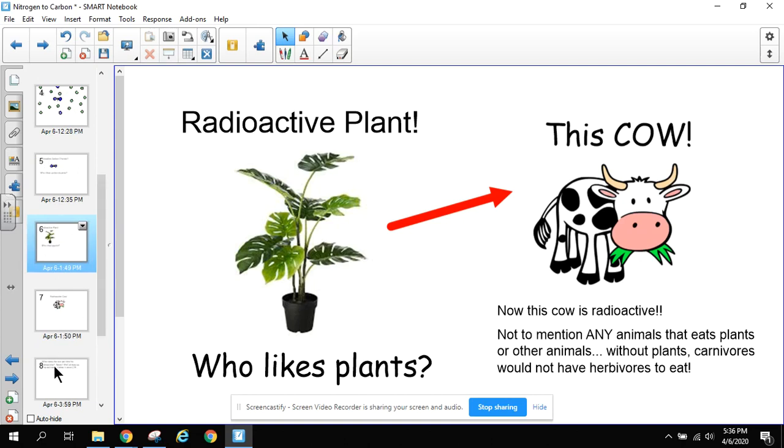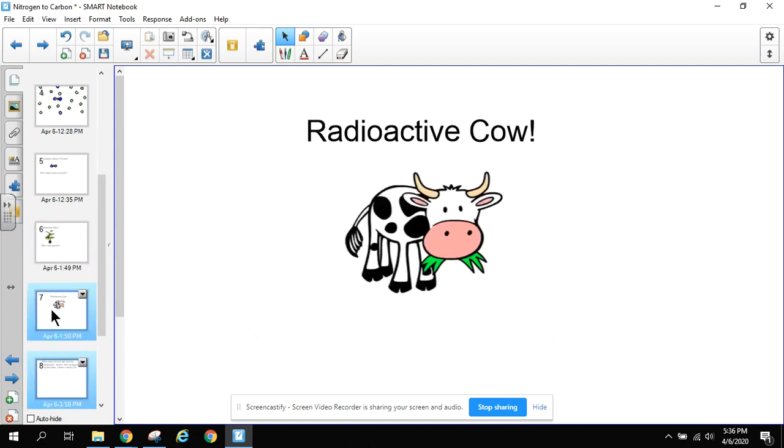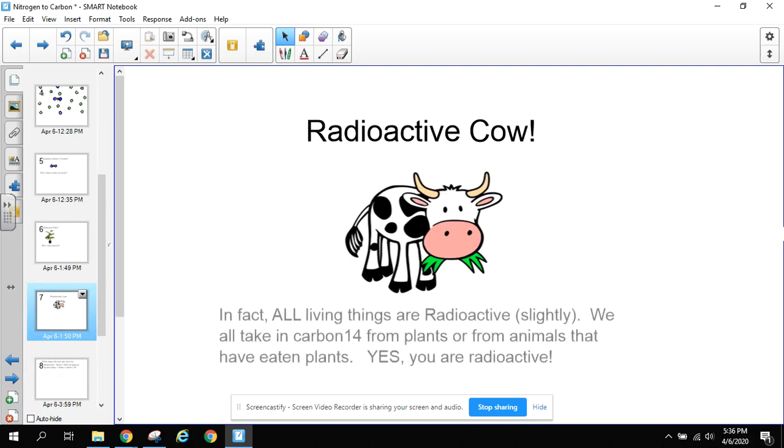Where's my drawing? Here we go. So here is our radioactive cow. And yes, you should realize all living things on Earth are radioactive. We all take in carbon 14 because plants take it in from the atmosphere, and we animals or other plants are always taking the stuff in. And so, yeah, we're all radioactive, and that includes you.